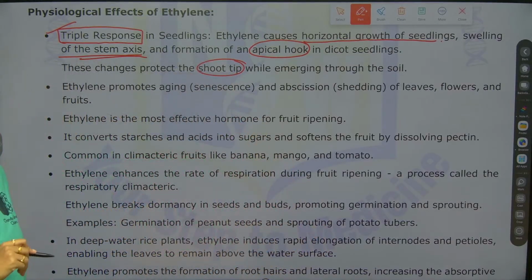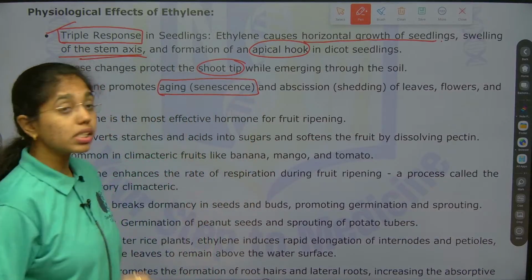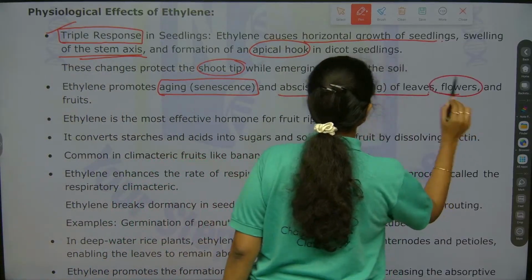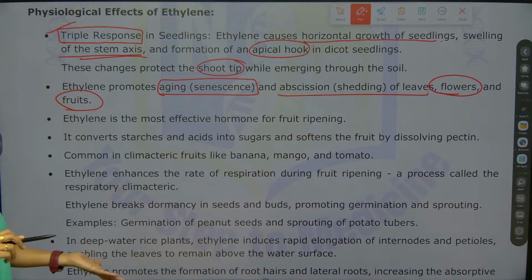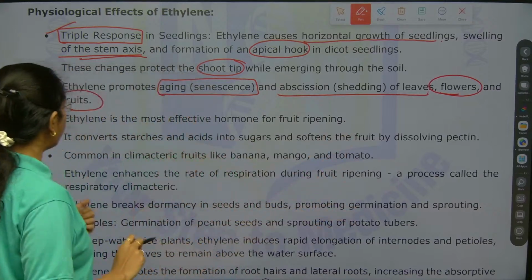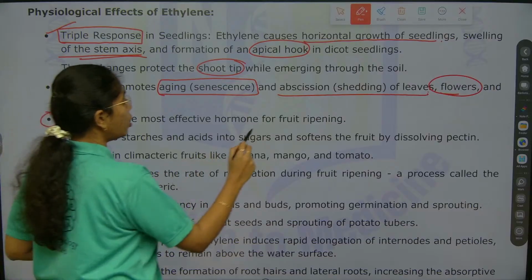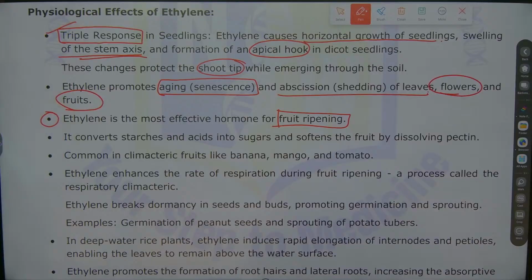Ethylene will promote aging, that is senescence. It will promote abscission, that is shedding of leaves, flowers and fruits. Next, ethylene is the most effective hormone for what? Fruit ripening. For fruit ripening, ethylene is the most effective hormone.